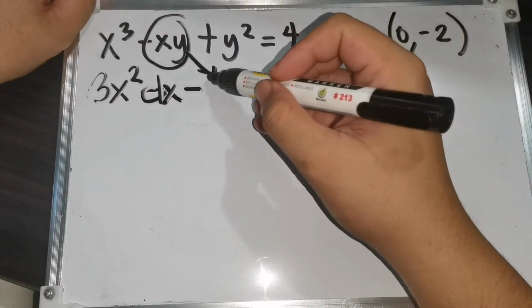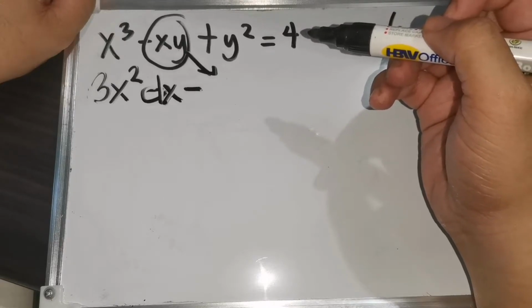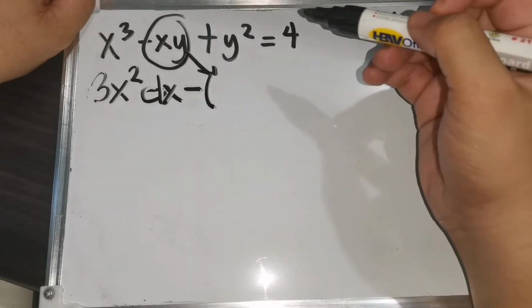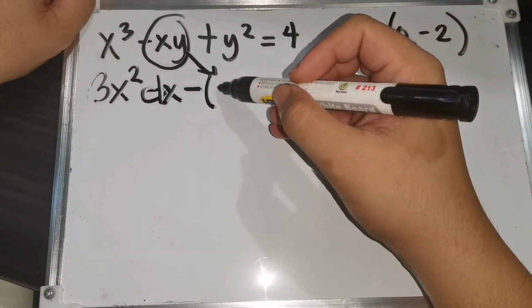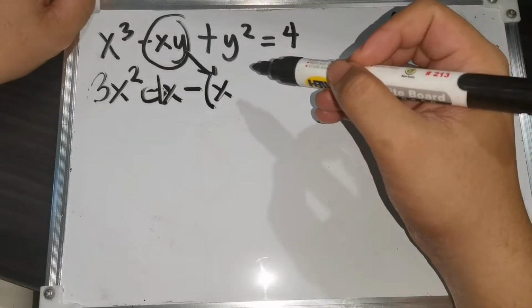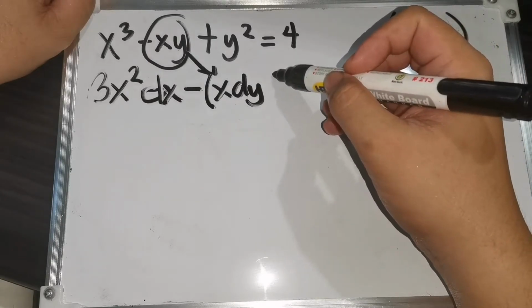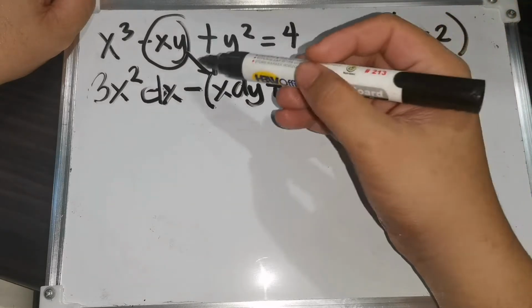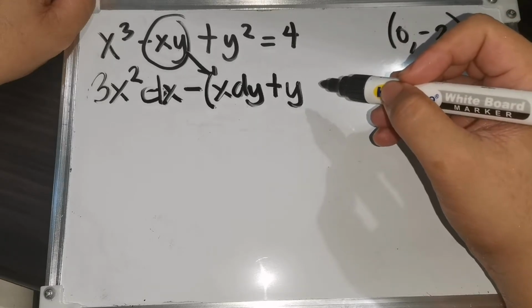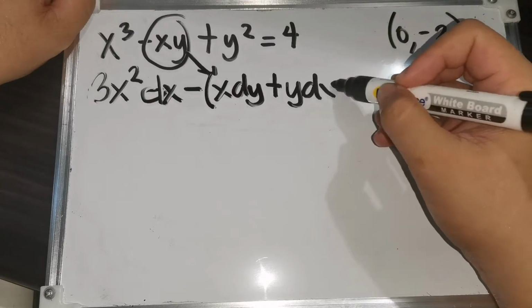this one. So, what will be the derivative of your second term, applying your multiplication properties in taking the derivative of this term? So, we copy your first variable, which is your x. Then, we take the derivative of your second variable, which is your y. So, that will be dy. So, plus. Then, we copy your second variable, which is your y. Then, we take the derivative of your first variable, so that will be dx.